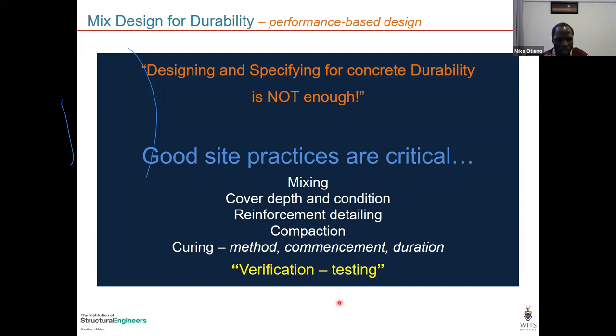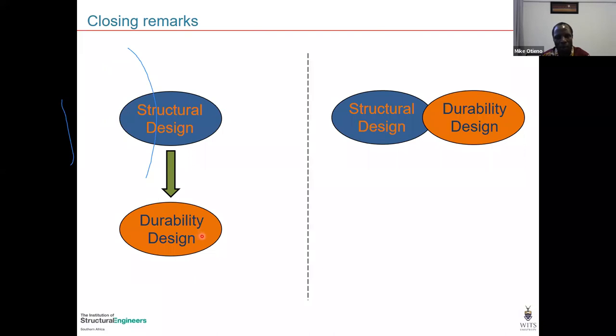These are quite important. So in my closing remarks, I want to say that we have two options that we follow in terms of performance-based concrete durability design. On the left-hand side, this is what we mostly do: carrying out structural design, then followed by durability design. That's one option. On the right-hand side, we have these two, structural design and durability design.